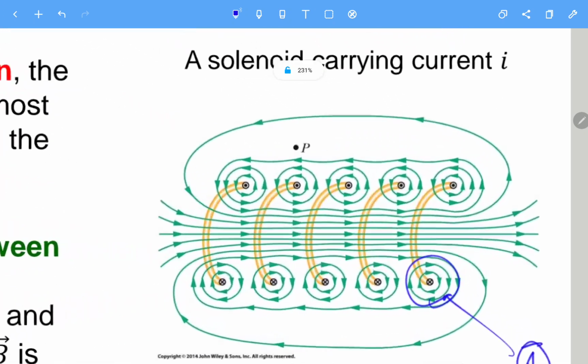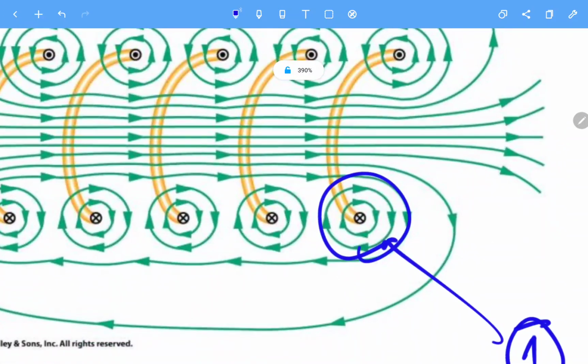If you zoom in, although this is a turn and not a long straight wire, if we really go very close to it, then it feels like it is very long. So if we find a region close to this wire, the B field lines will be like concentric circles around this wire.